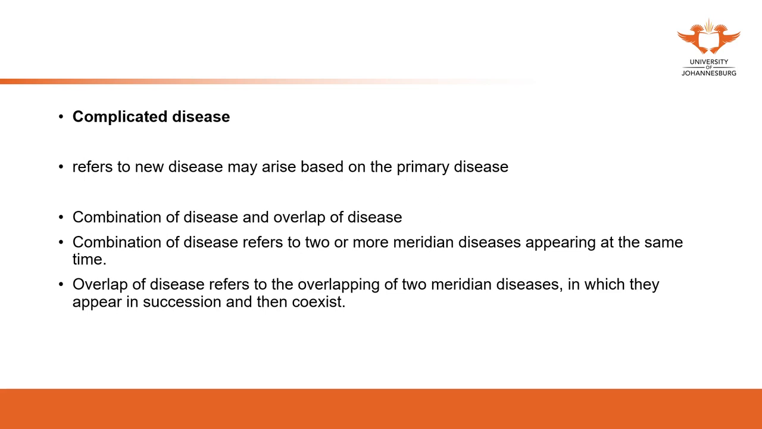In this situation, we also consider it a complicated disease. So these are two complicated diseases, combination and overlapping. So there are two categories.